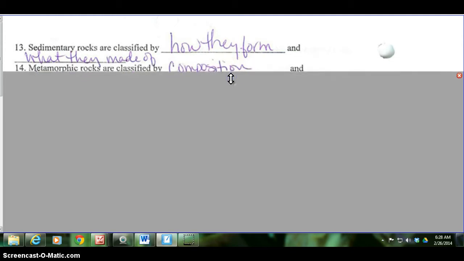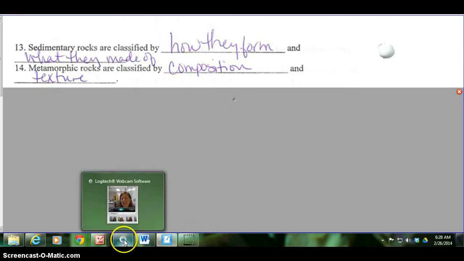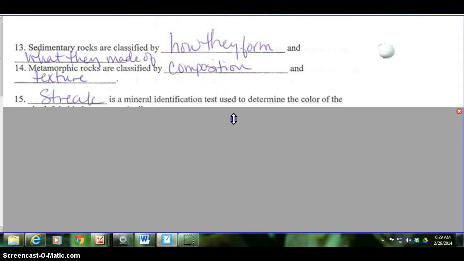Number 14, metamorphic rocks are classified by the composition. What are they made from? And the texture. So did those grains line up in bands, in parallel lines, or did they not? Are they foliated? Are they non-foliated?